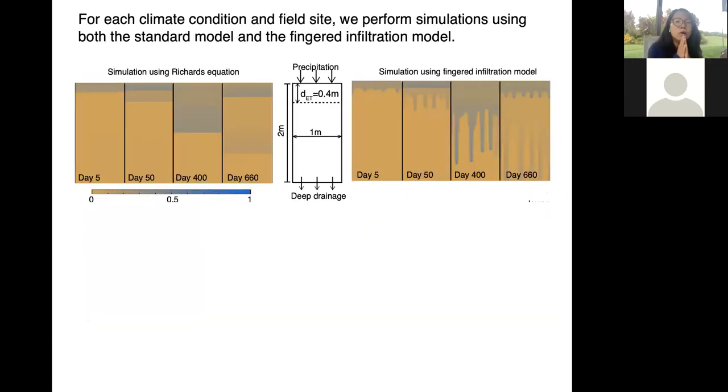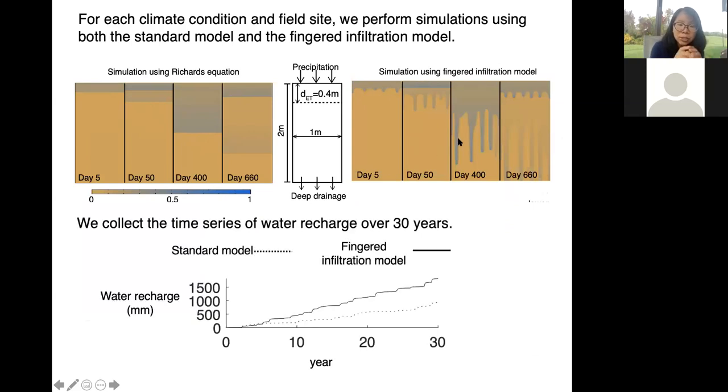We perform these simulations for all 4 sites and for all the different climate conditions, using 2 different models. One is the standard model, where we capture very stable infiltration, and the other is the fingered infiltration model. As I mentioned, we simply collect how much water is being recharged by quantifying how much water is leaving the bottom as a function of time, from 0 to 30 years. For the standard model, we plot that curve using a dashed line, and for the fingered model, we use a solid line.